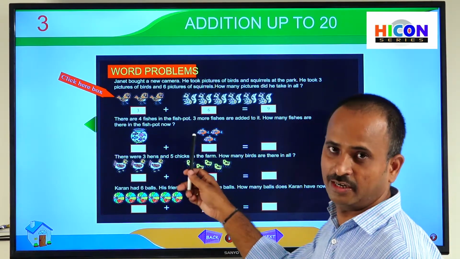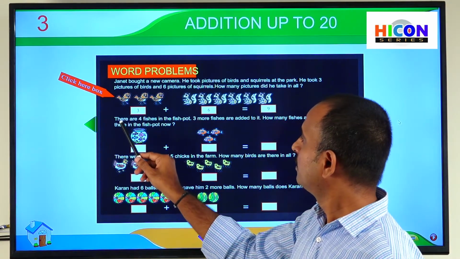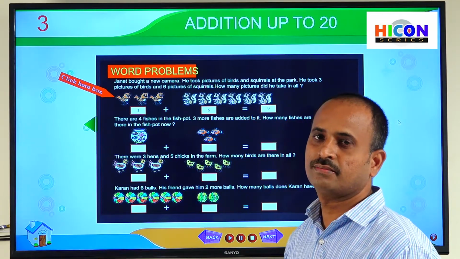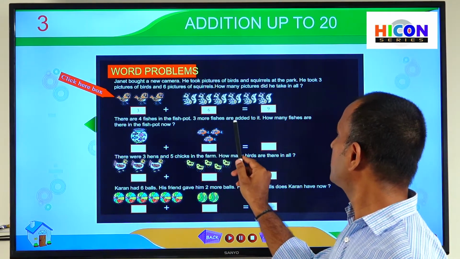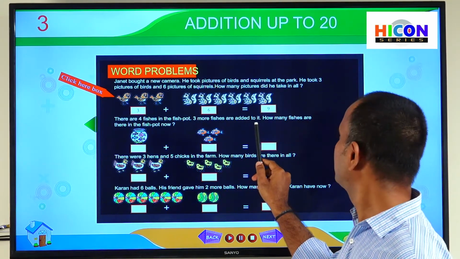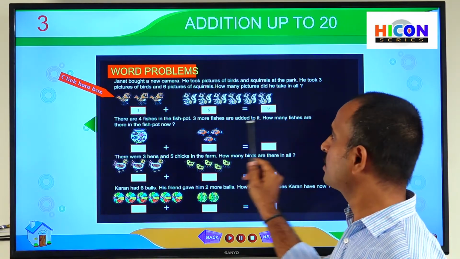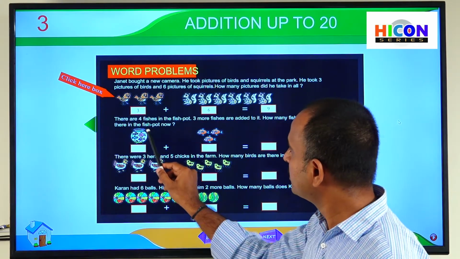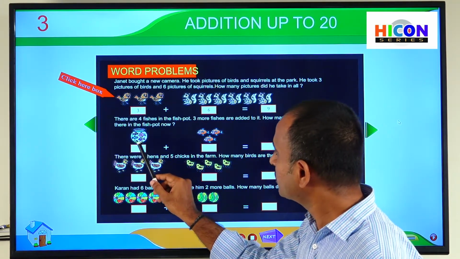So children, see the second problem. First read it. There are 4 fishes in the fish pot. 3 more fishes are added to it. How many fishes are there in the fish pot now? So children, this is the fish pot. How many fishes are there in it?